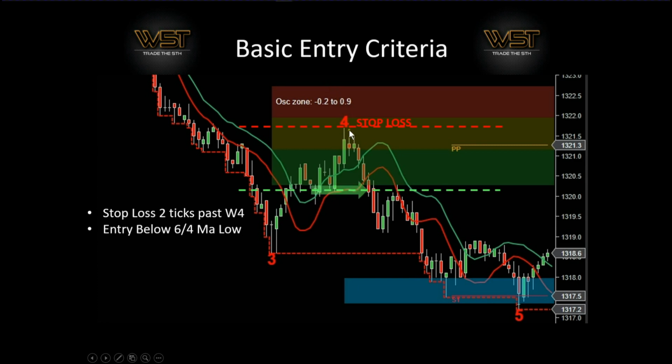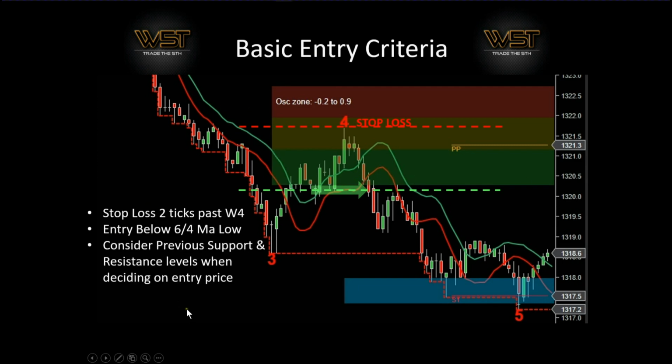The entry is below the 6-4 moving average low, the red moving average low, and this is on your Elliott wave indicator suite there, so it's always automatic, and we're looking at that as a starting point for our entry. We've also got to look at previous support and resistance levels when deciding on this entry price. And remember, we're on the 5-minute time frame, we won't go too far left. So here with this green entry, we went just below this big green candle and the 6-4 moving average low. So a reasonably conservative entry strategy there.